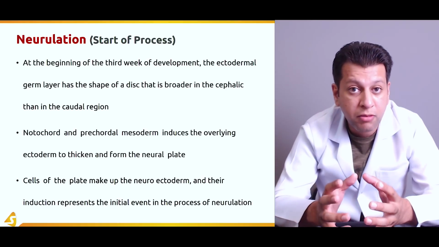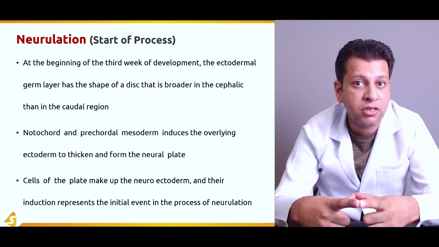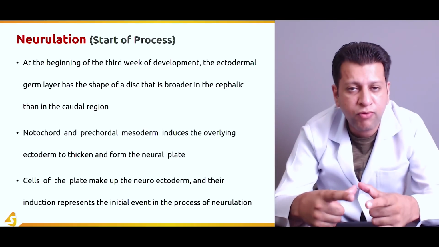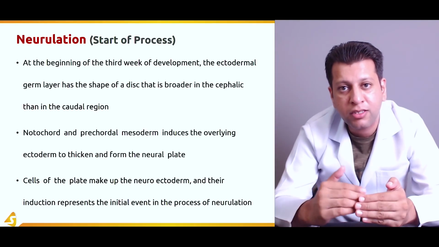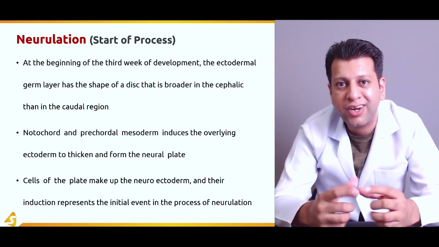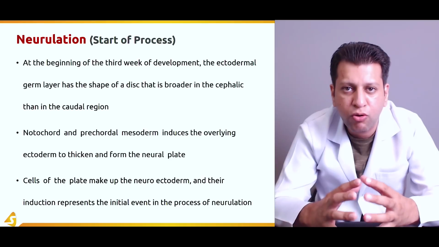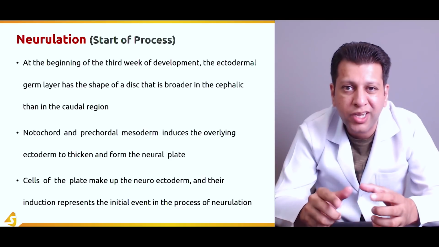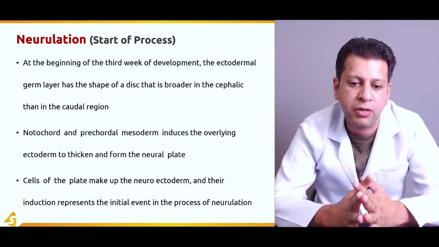So by this time, if you see it in 3D, it's actually an elongated oval-shaped coin, in which the cephalic end, which is mainly the head region, is more broad, while the caudal end, which is the limb region, is slightly narrowed. So this is an oval-shaped elongated coin, at third week of development.